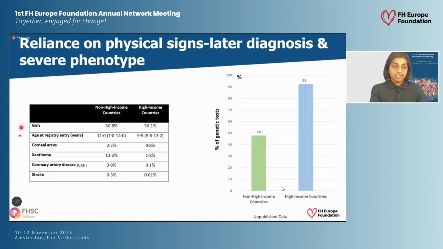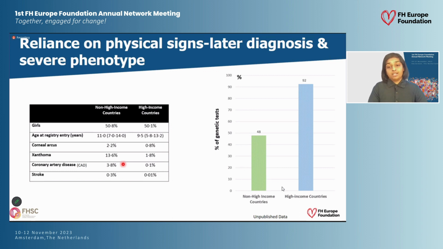In fact, highlighted in this table, we see that when we do rely on physical signs, in this instance grouped by non-high income and high income countries, the children are much older, the prevalence of physical signs is much higher, and they also have a higher prevalence of coronary artery disease, or CAD. This finding is likely due to the absence of genetic tests. In the absence of availability or accessibility of genetic tests, health systems are reliant on the presence of these signs to guide diagnosis.